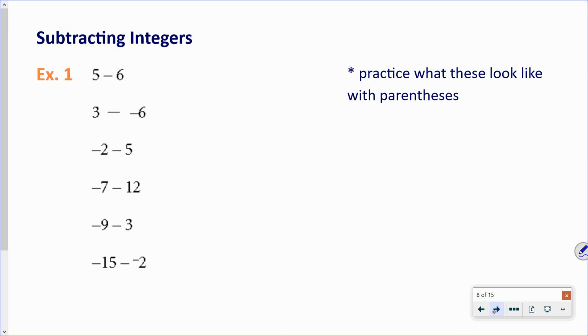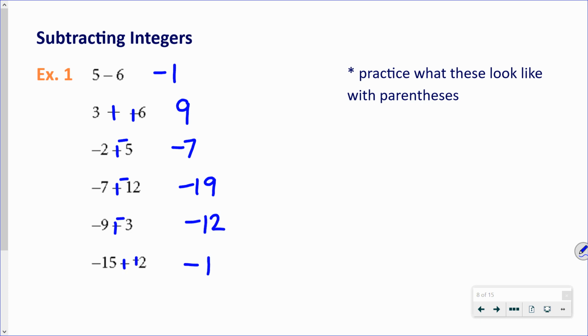Again, you can pause and practice, and then check your answers against me here. 5 minus 6 is -1. I'm going to keep, change, change. This gives me a 9. I'm going to keep, change, change. This gives us a -7. Keep, change, change. This gives us a -19. Keep, change, change. This gives us a -12. And keep, change, change. This gives us a -13.